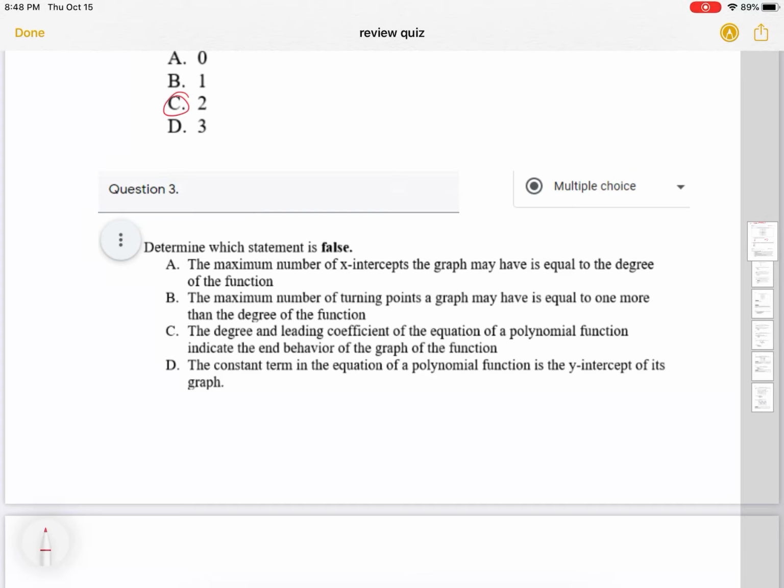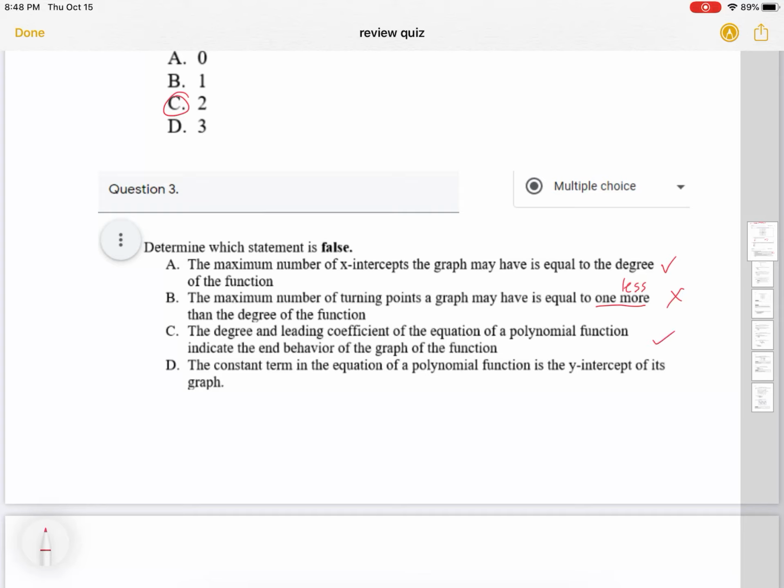Question 3. Determine which statement is false. Maximum number of x-intercepts on the graph may have is equal to the degree of function. That is true. Maximum number of turning points a graph may have is equal to 1 more than the degree of the function. That is not true. It's actually 1 less, right?